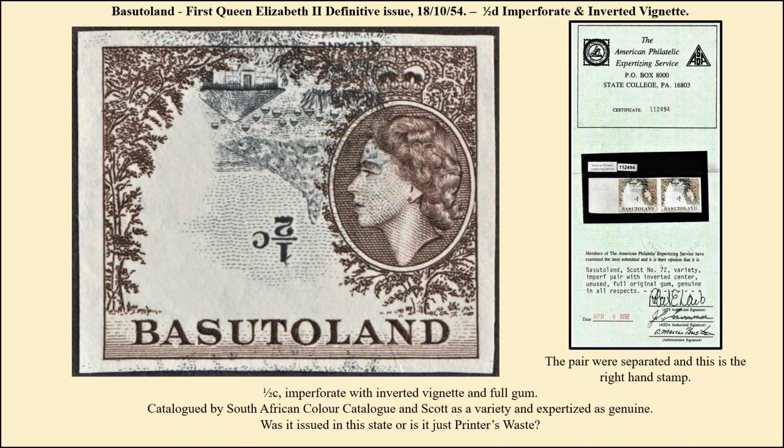This is the imperforate stamp with the vignette inverted. It is catalogued in the South African catalogue and in Scott's, the American catalogue, as a variety, but I often wonder, was it sold over the counter like this, or is it in actual fact printer's waste? I'm inclined to be of the opinion that it is printer's waste.